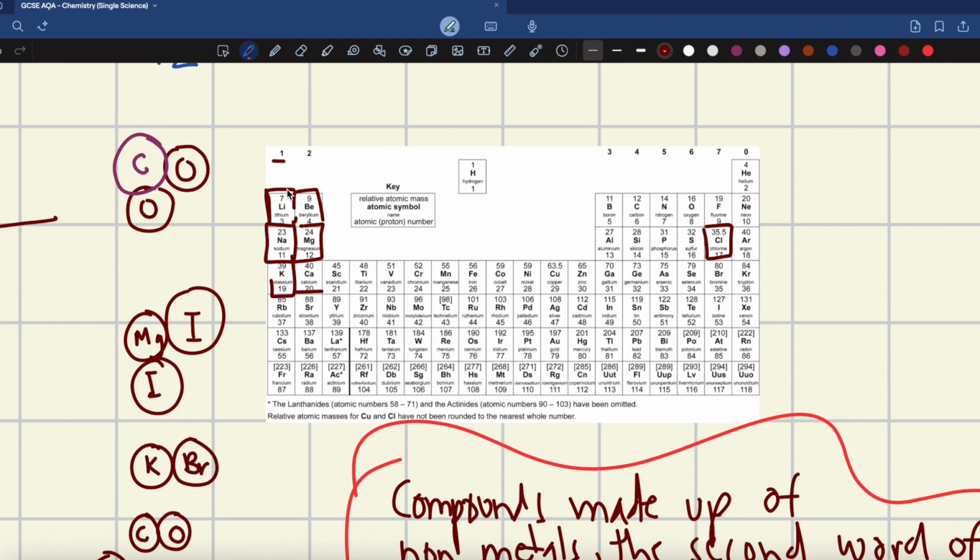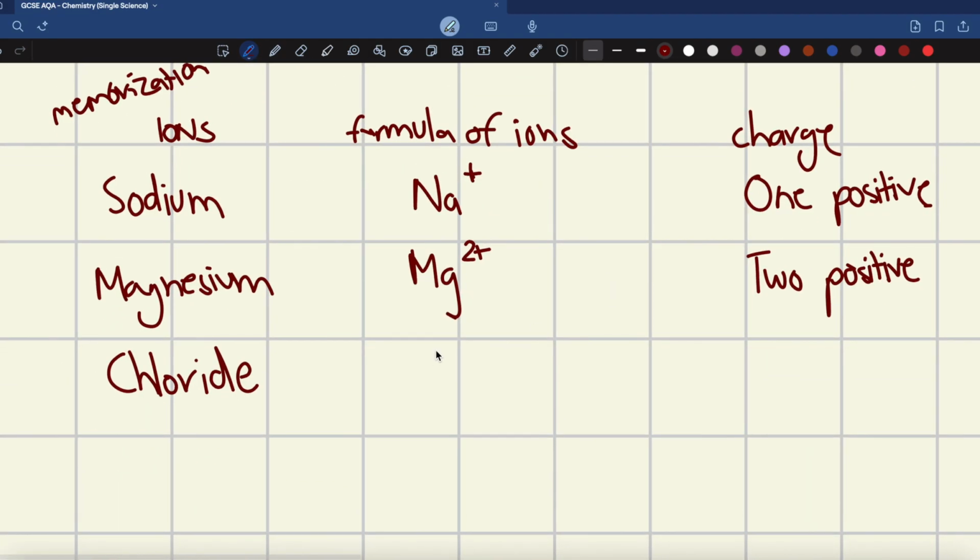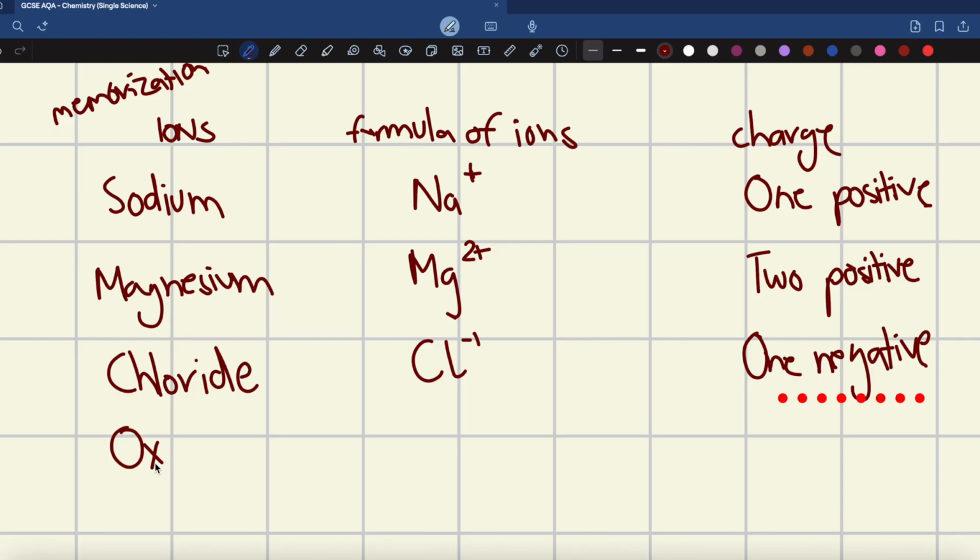Maybe you were thinking, if group 1 elements are positive 1 and group 2 are positive 2, then maybe group 7 are positive 7. Nope. Chlorine, in fact, has a charge of minus 1, and I'm going to explain this. So it has a charge of 1 negative. Let me give you another example. Then we've got oxygen. The ion that oxygen forms is called oxide, and oxide has a charge of 2 minus. So, a 2 negative charge.